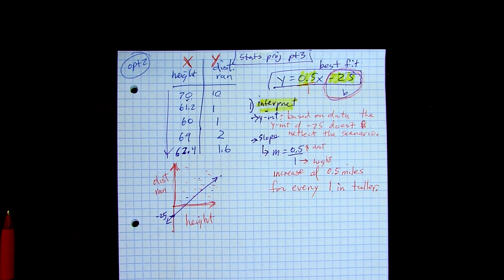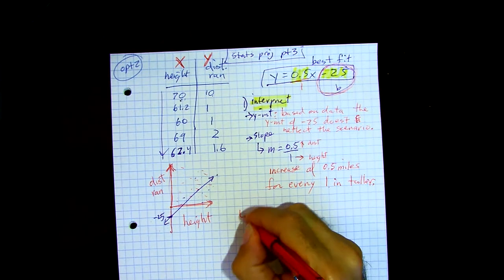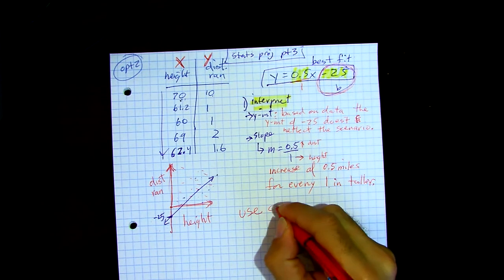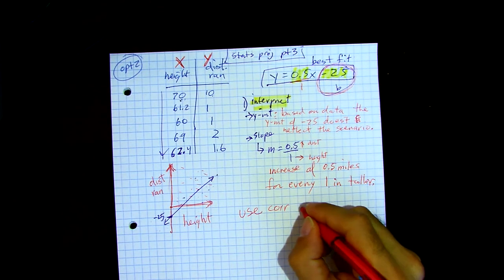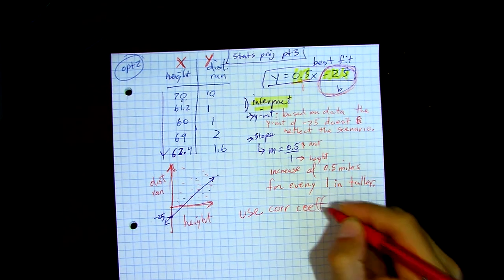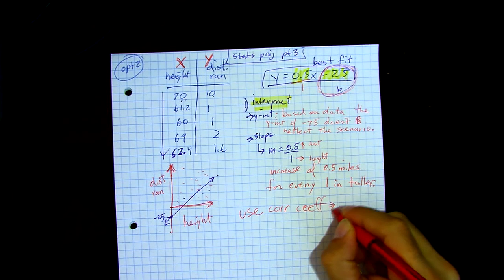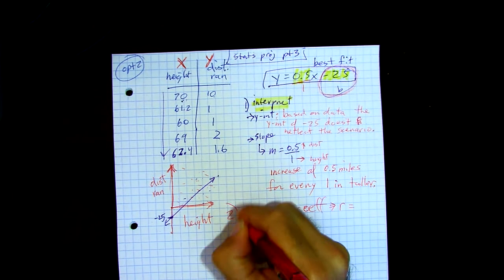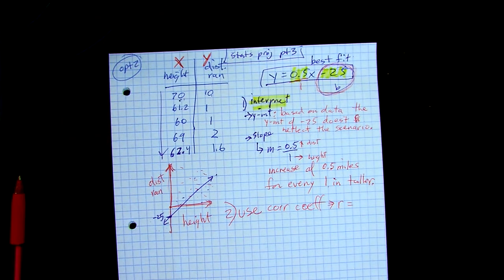Okay, so that was number 1. We just had to interpret. Number 2 is use the correlation calculator. So we're finding the correlation coefficient, and the calculator is going to give us an R value. So I'll just show you real quick.